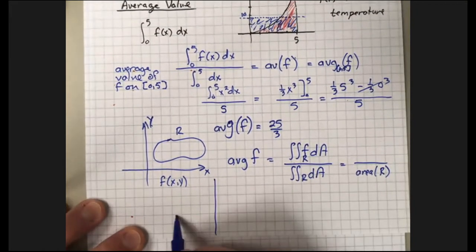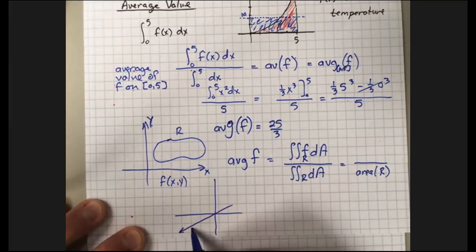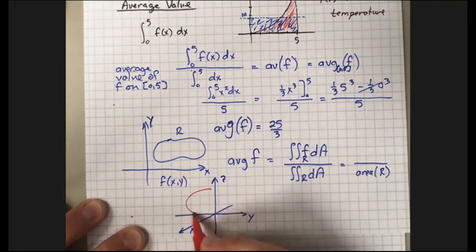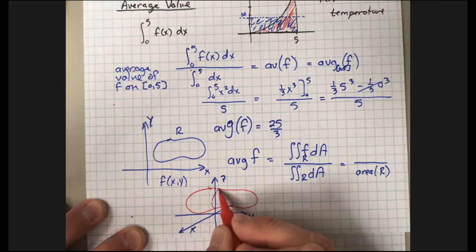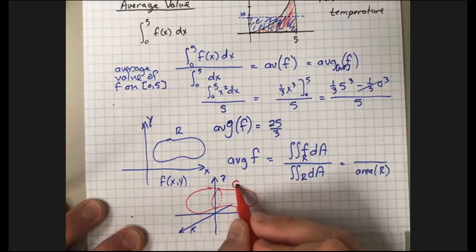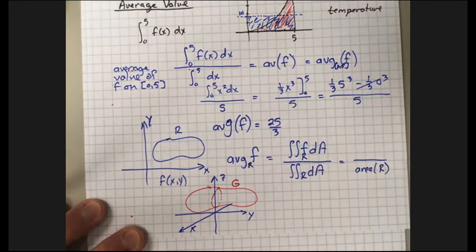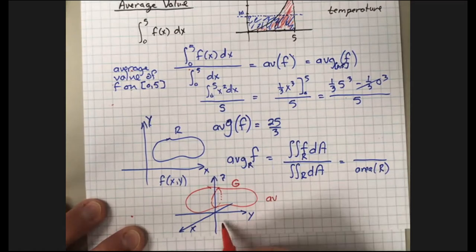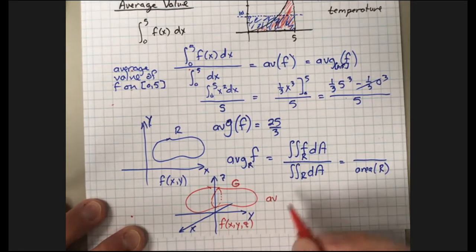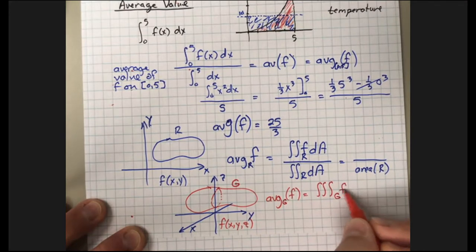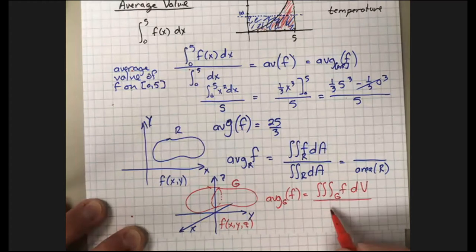But you see that when we get to triple integrals, let's say we had some solid in space, some potato in space. Let's call this potato G. So the notation could be the average value of F over R because I'm integrating over R. Now let's say I want the average value of a function of x, y, and z in space. I could take the average value of F over G, and I don't have to change anything. I'll just take the triple integral over G of F with respect to volume divided by the volume of G.